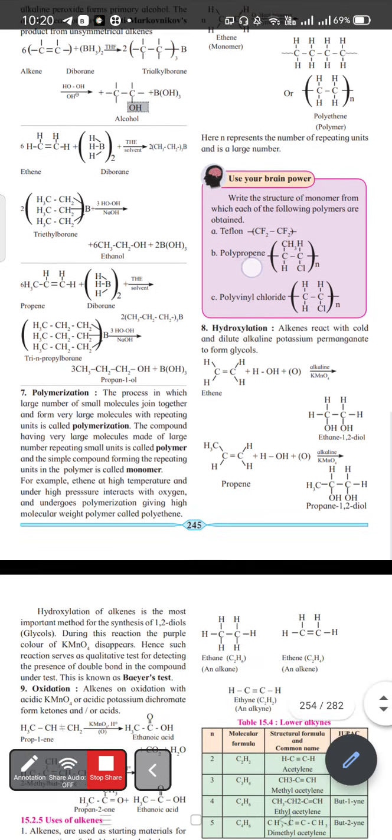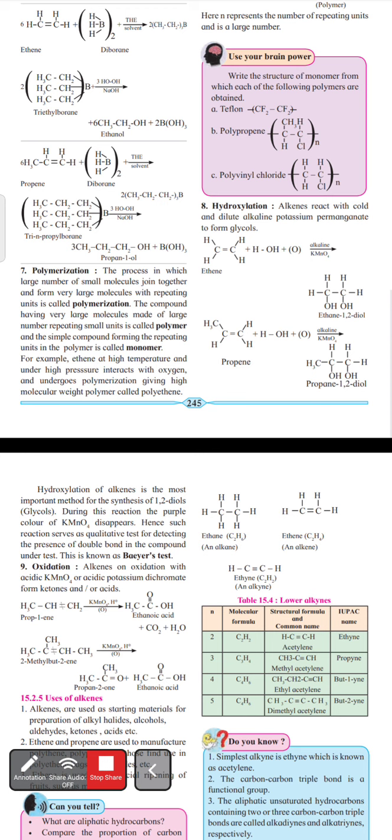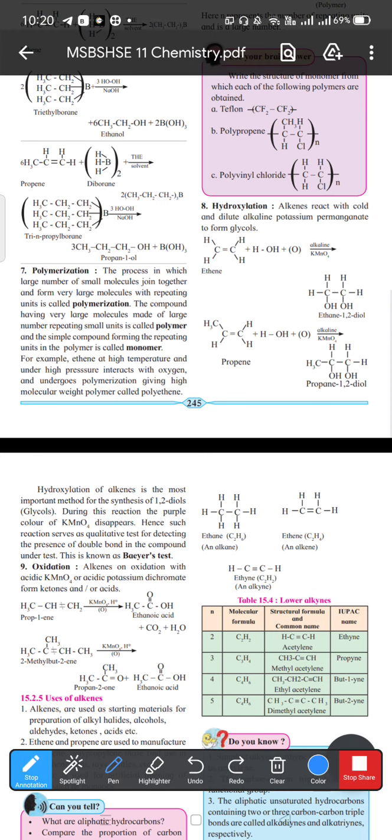Later on, hydroxylation we'll see. In hydroxylation, alkenes react with cold, dilute potassium permanganate to form glycol. Ethene plus HOH, a water molecule, plus oxygen, which can be obtained from an oxidizing agent like KMnO4, and from that we can get ethene-1,2-diol. Now propene reacts with HOH plus oxygen in the presence of alkaline KMnO4. It gives propane-1,2-diol. So in this way, we can perform the hydroxylation reaction.